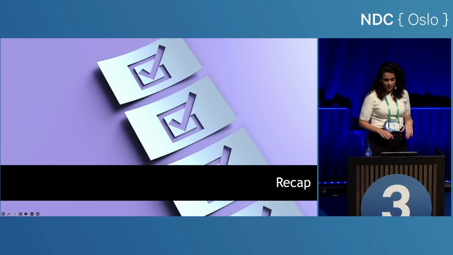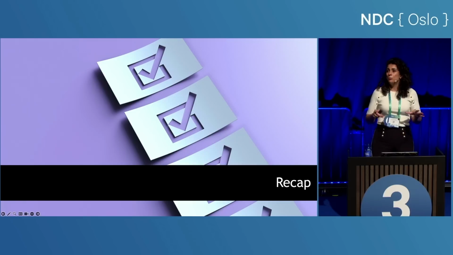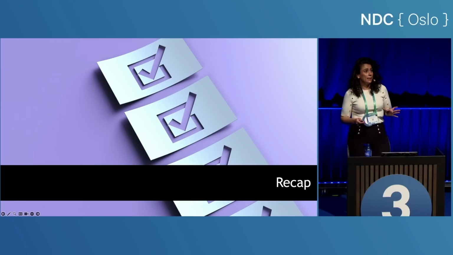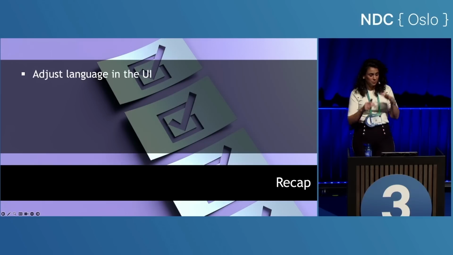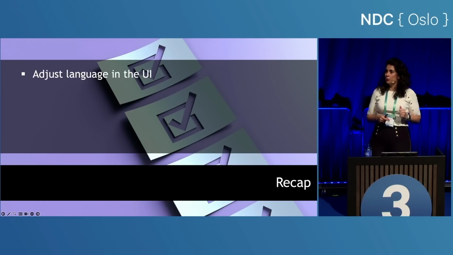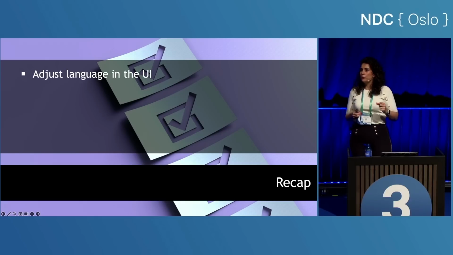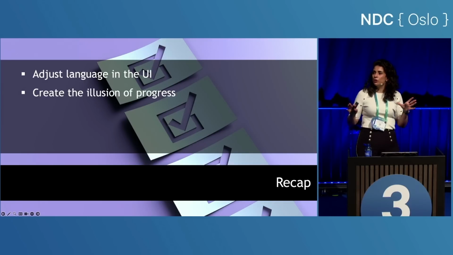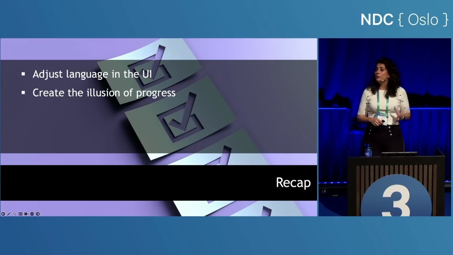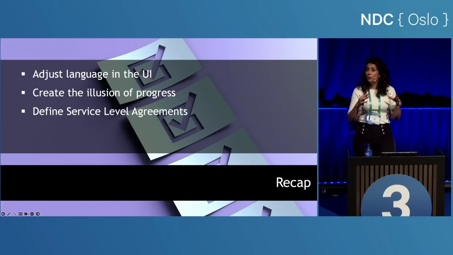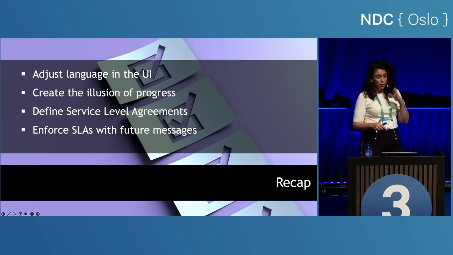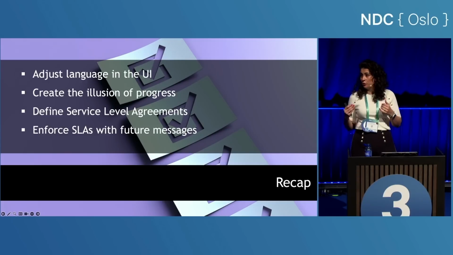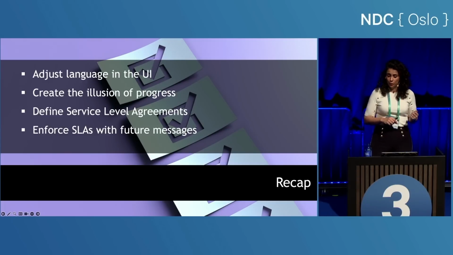All right, so to recap this part, it's really important when we transition to an asynchronous-based communication type of system that we adjust the language in our user interface. The way we communicate with our users is also going to significantly change. Even the way the user interface interacts is also going to be impacted. We can also here and there create the illusion of progress. We have to be really careful then to also think about those SLAs and to enforce them as well. And we can also use delayed messages to enforce them and make that a little bit easier for us as well.